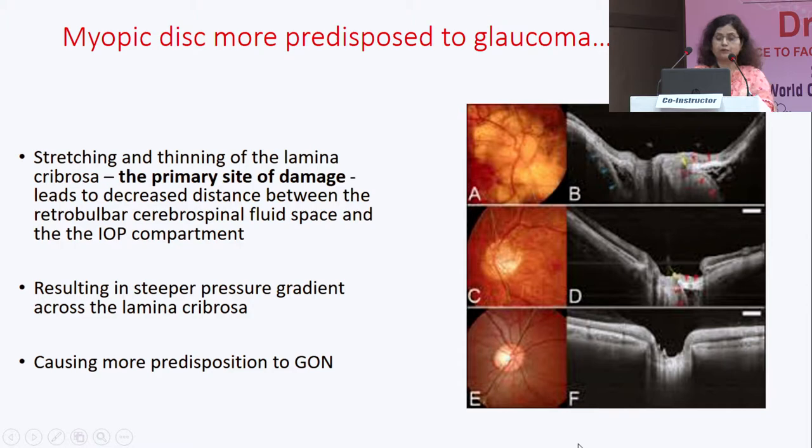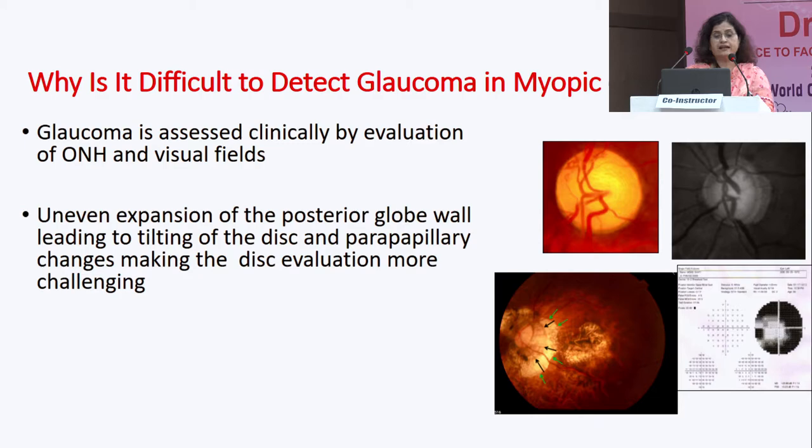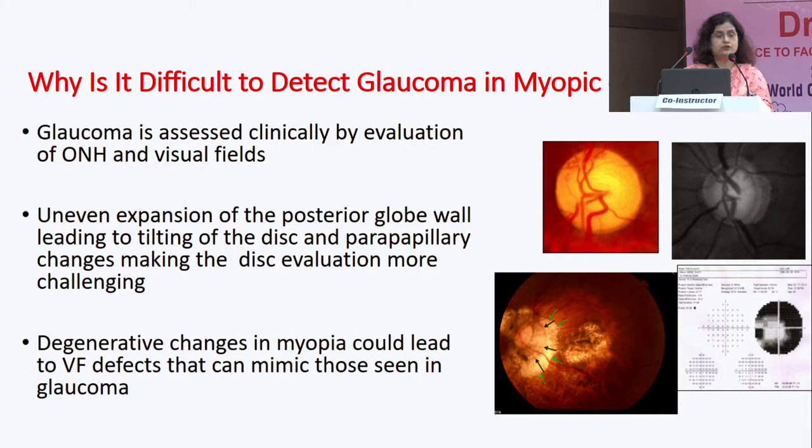And why is it difficult to detect glaucoma in myopic eyes? Because glaucoma is assessed clinically, as we have discussed, by optic nerve head evaluation and visual fields. There is uneven expansion of the posterior globe wall, which leads to tilting of the disc and parapapillary changes, thereby making the disc evaluation more challenging. Also, there are degenerative changes in the retina in myopia, which could lead to visual field defects that can mimic those seen in glaucoma.